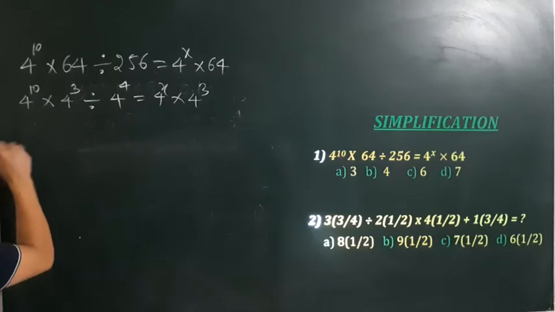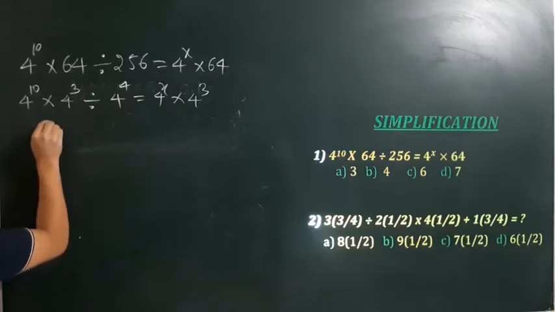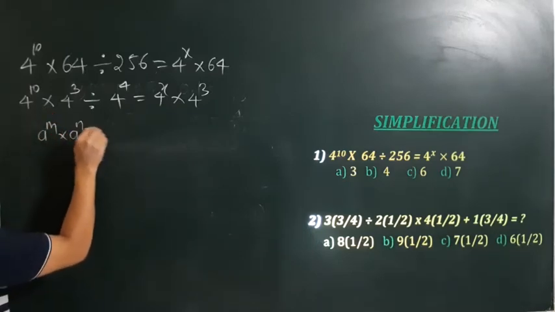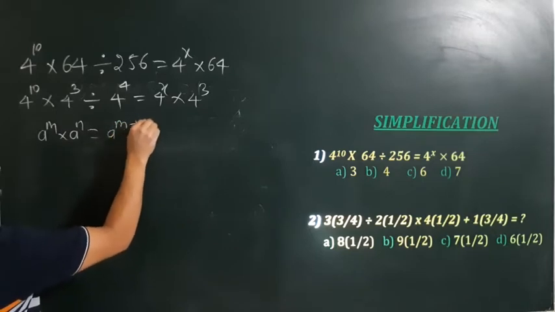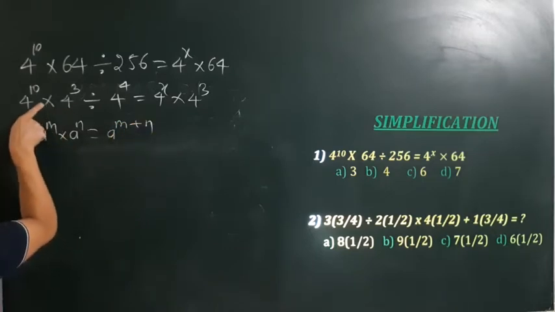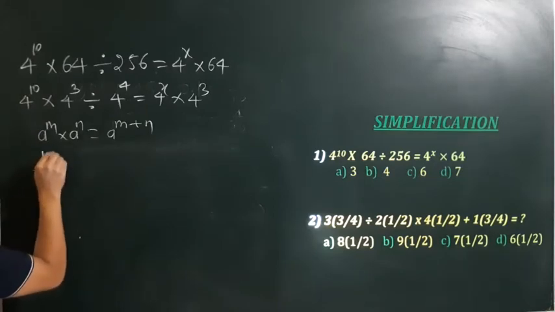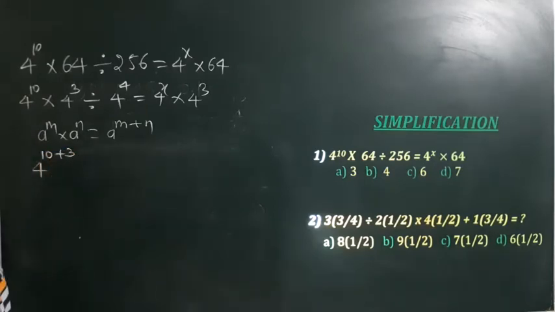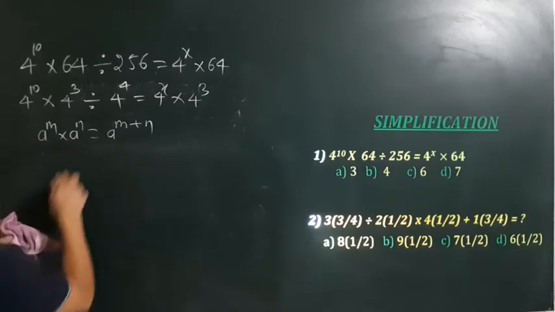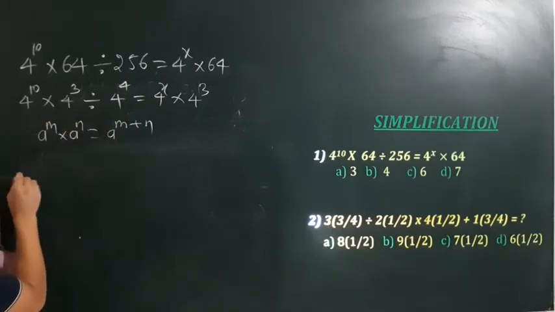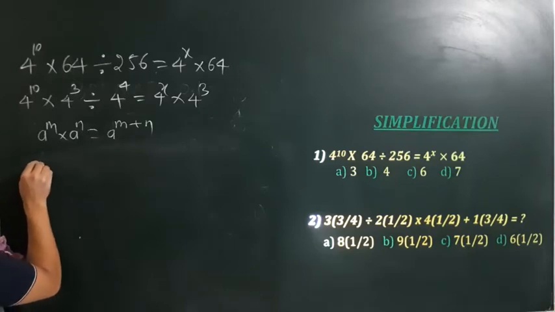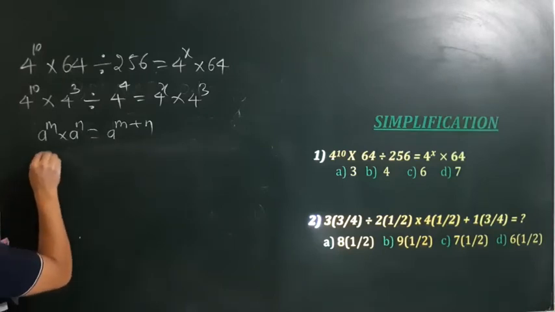As I told you, a raised to m multiplied by a raised to n can be written as a raised to m plus n. The same applies here. So here it is multiplication, 4 raised to 10 plus 3. Otherwise, first you have to solve the division, correct?